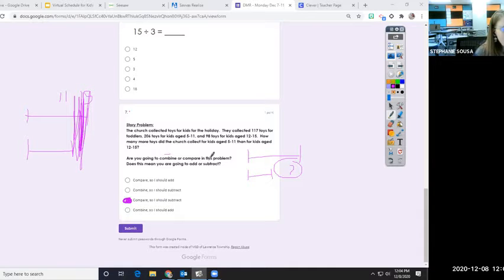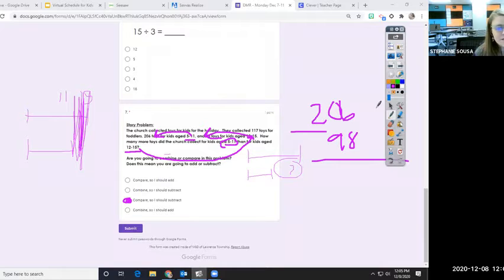This would be solved by looking at kids aged 5 to 11. There they are, and there were 206 toys. Looking at kids aged 12 to 15, there they are, and there were 98 toys. Lots of hopping around in this. So our equation would be set up as so. Okay, that will help you on tomorrow's DMR.